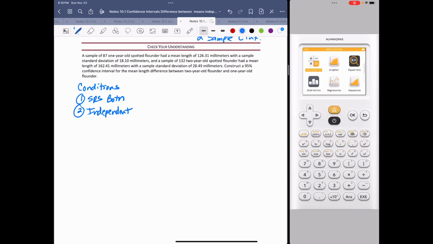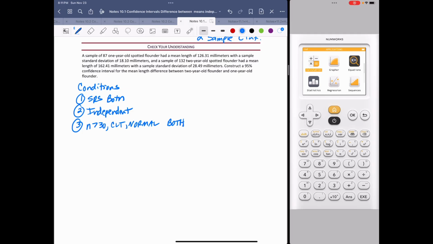because it didn't say that they tagged the flounder and measured them at 1-year-old and 2. It's two independent groups. The problem didn't say normal, or I would say normal, both check. But I can use CLT for both. So N is greater than 30. CLT tells me normal for both.